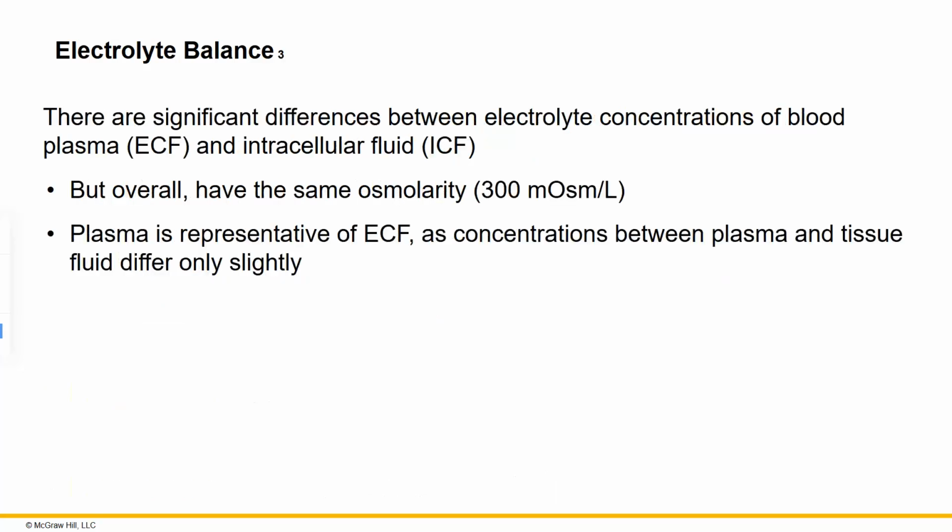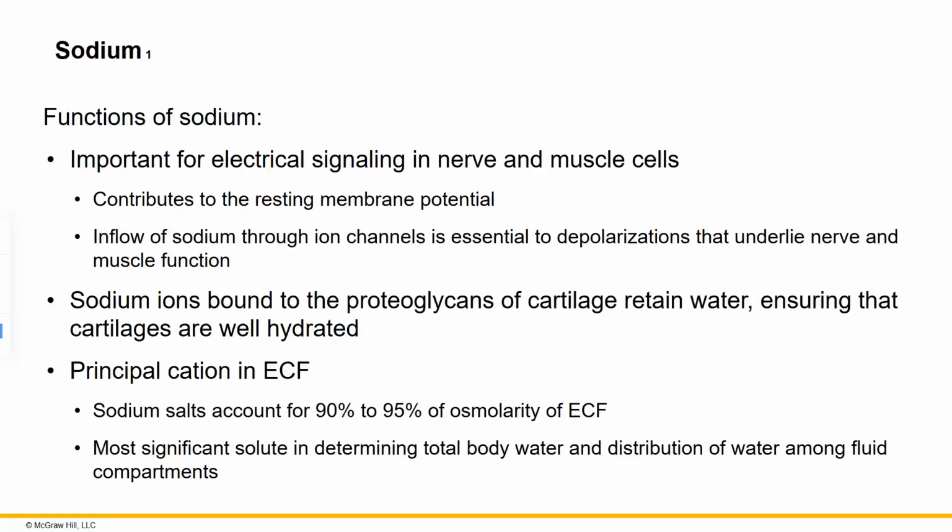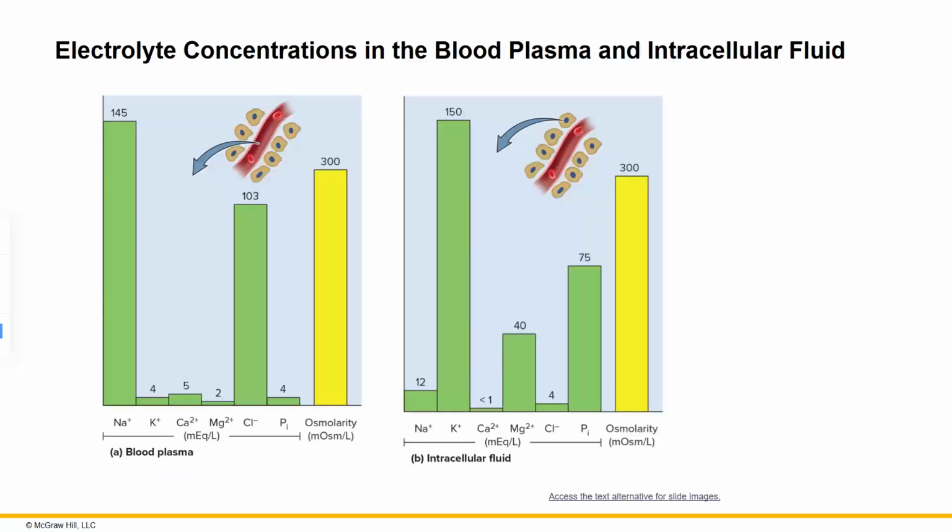There are significant differences between electrolyte concentrations of blood plasma and intracellular fluid. And we learned about that when we talked about the nervous system. So like I said, we've got more sodium on the outside of cells, more potassium on the inside of cells, more chloride on the outside of the cells. More of those negatively charged proteins would be found on the inside of the cell. And here you can see intracellular versus blood plasma and the relative concentrations of the different types of ions.